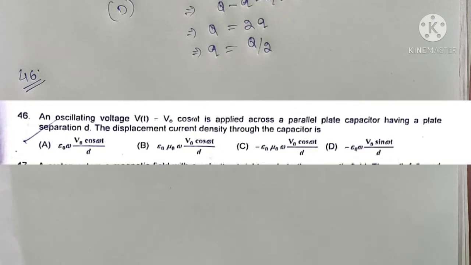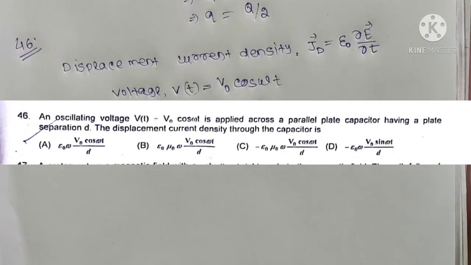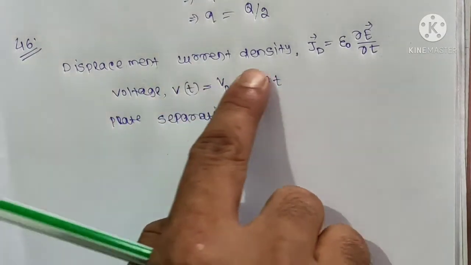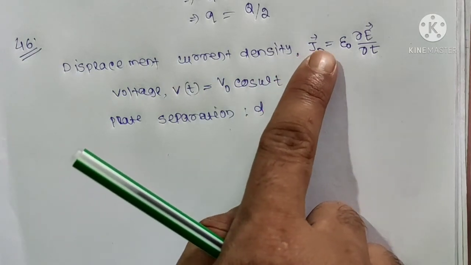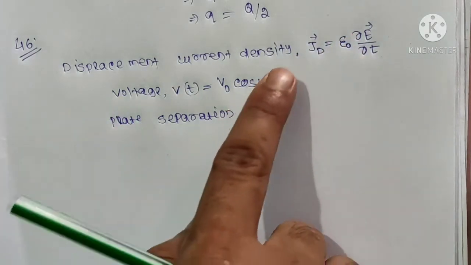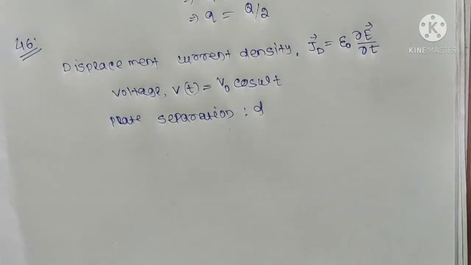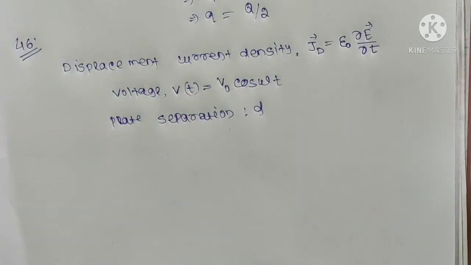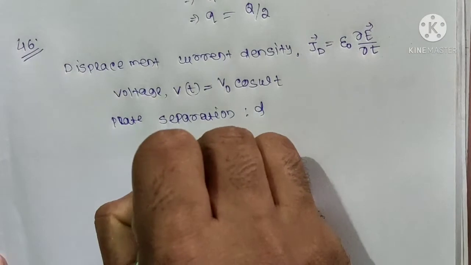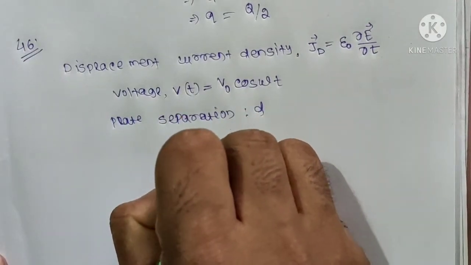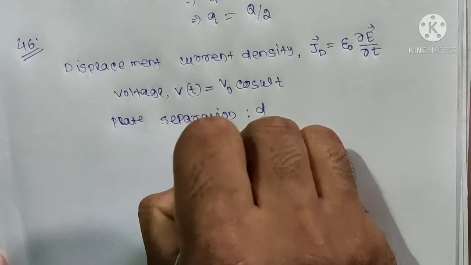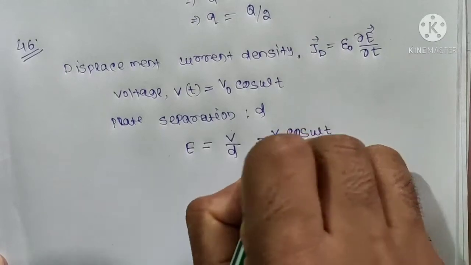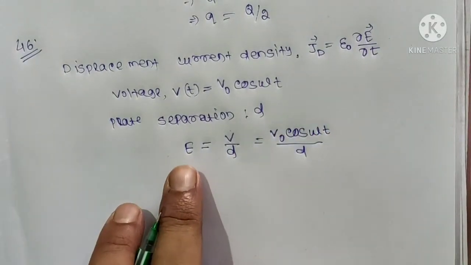The displacement current density through the capacitor. Look, we have to calculate the displacement current density, and we know the mathematical expression for displacement current density is epsilon naught del E by del t. So to find J D we need the expression for the electric field, and the potential difference is given to you, V naught cos omega t, and the plate separation is also given. So electric field equals potential difference by distance, so it is V naught cos omega t by d. So now we have the electric field.